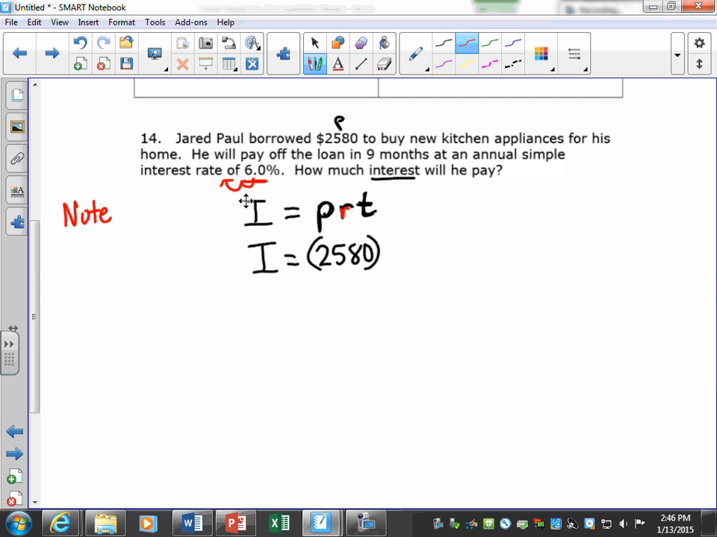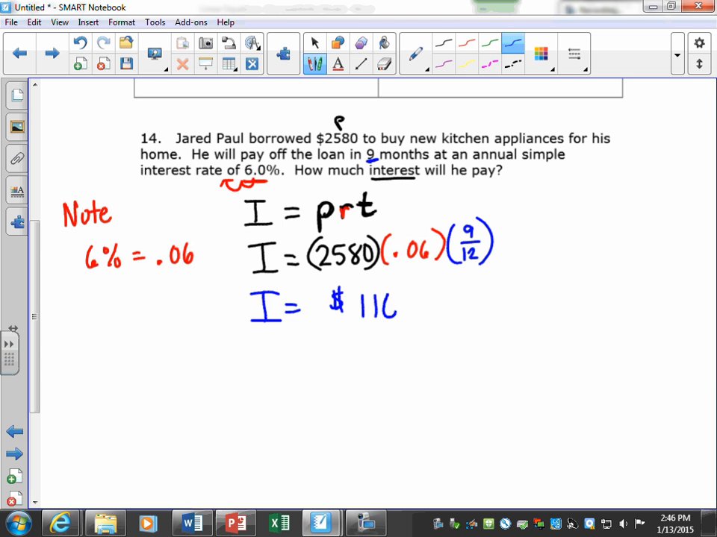The rate is your interest rate right here, and you always write it as a decimal, so move 2 places to the left when you change from a percent to a decimal. 6% is equal to 0.06 as a decimal, so I need to do my rate as a decimal. And then 9 months out of a year would be 9 months out of 12 months in 1 year. So I have to represent that since it's not a full year. And then I multiply that out to find out that the interest is about $116.10. That's how much interest he will pay.